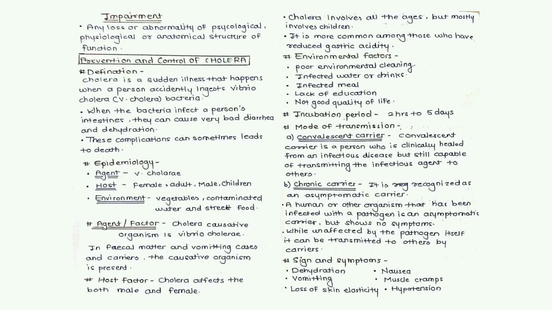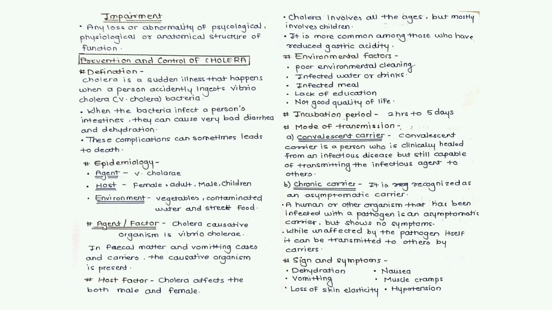The symptoms of cholera can range from mild to severe and typically appear within 2 to 5 days after infection. The most common symptoms of cholera include diarrhea. This is the hallmark symptom of cholera, and it is often described as rice water diarrhea because it is watery and contains flecks of mucus and white rice-like particles.